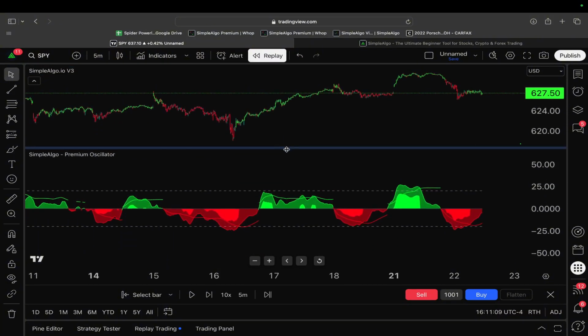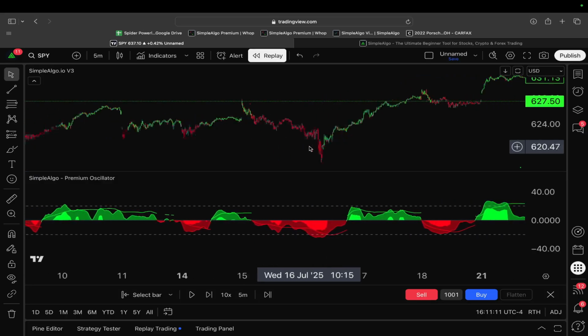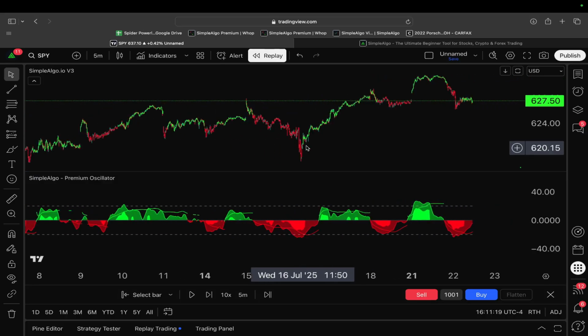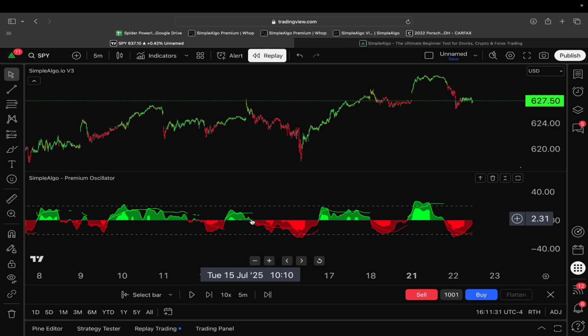The Simple Algo Premium Oscillator is something I use as extra added confirmation. So if we have a buy signal and the oscillator has crossed over to the green, that's a very bullish sign. Similarly, if we're in a bearish downtrend, we have a sell signal and the oscillator is trading in the red, that's a very bearish sign.